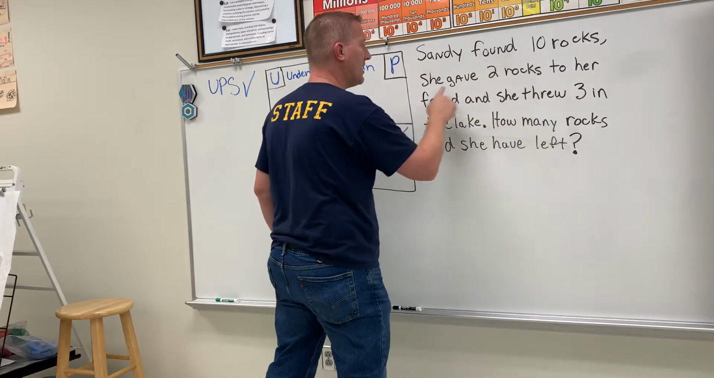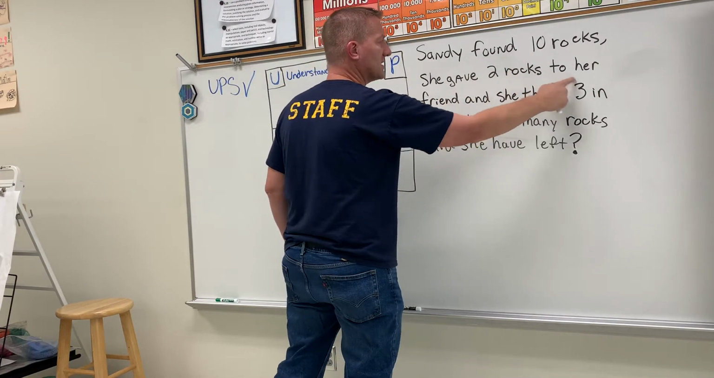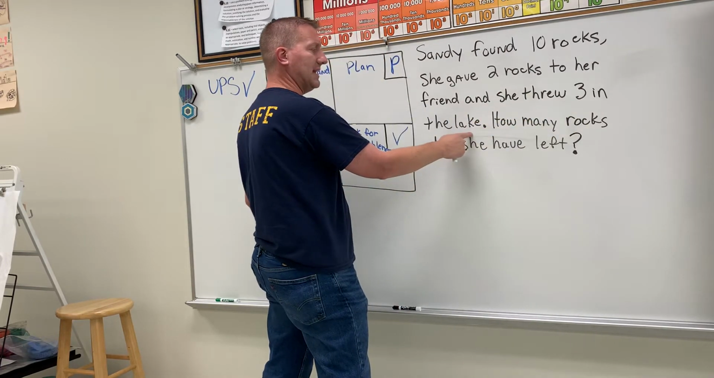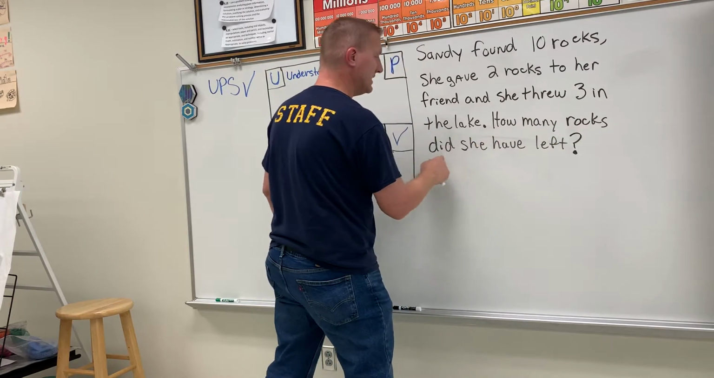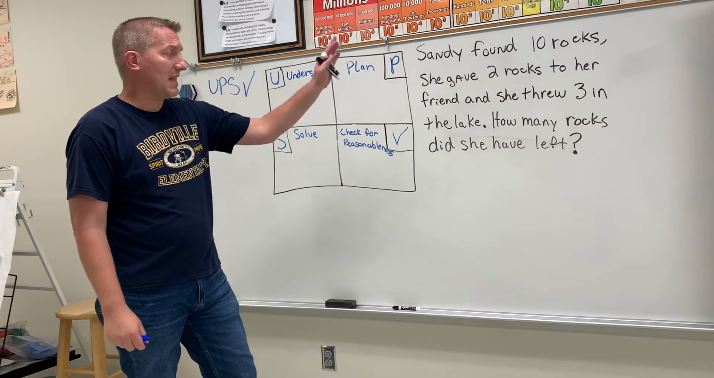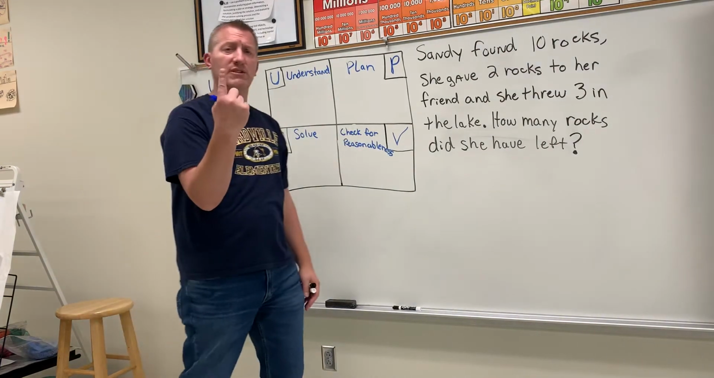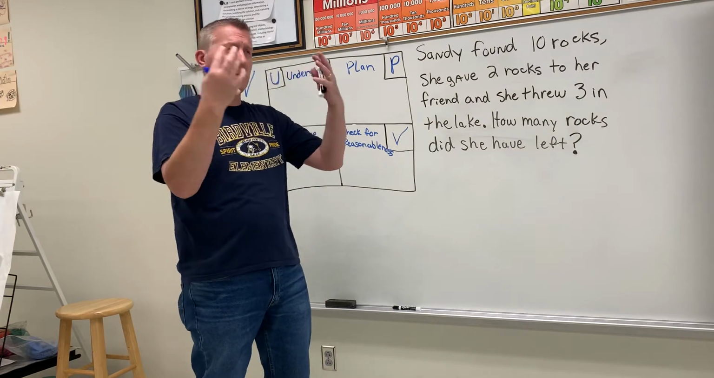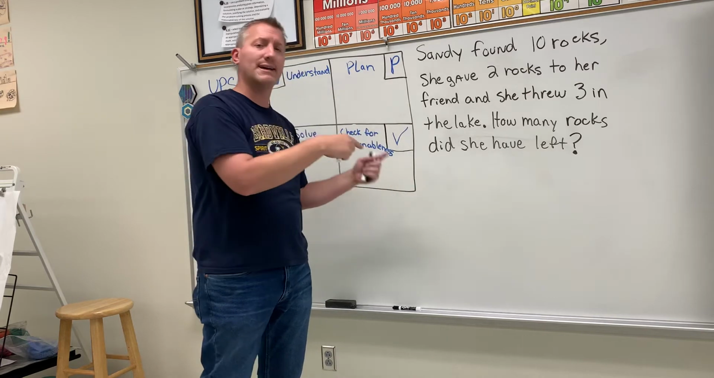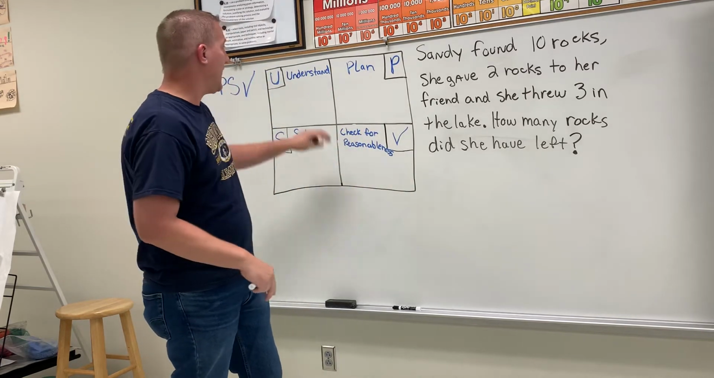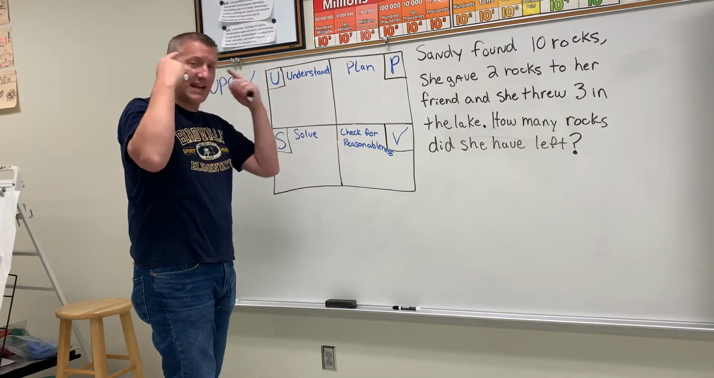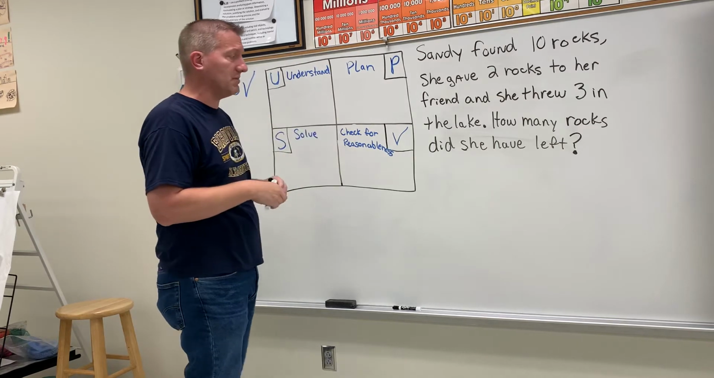Sandy found 10 rocks. She gave 2 rocks to her friend, and she threw 3 rocks in the lake. How many rocks did she have left? Okay, so a lot of information in there. I only read it one time. Now, I have a partial understanding of the problem, but now I'm going to go back and read it a second time, and I'm going to pull out the information that I have, and I'm going to put it in the understand. It's what I understand about the problem.